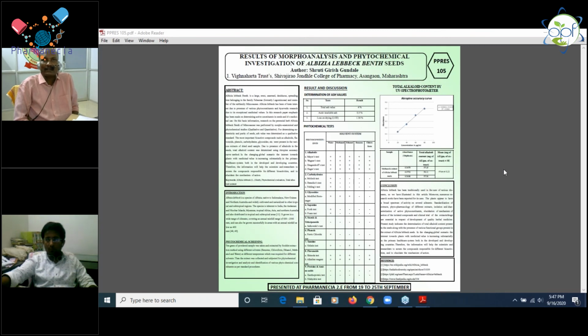And the total ash value you got is 4%. What is the inference based on that 4%? What do you want to say? No, actually it was just a parameter which we found out according to the IP.